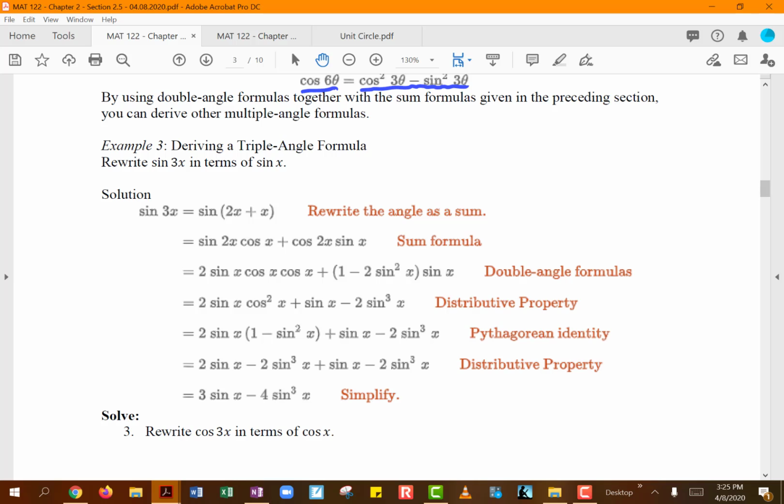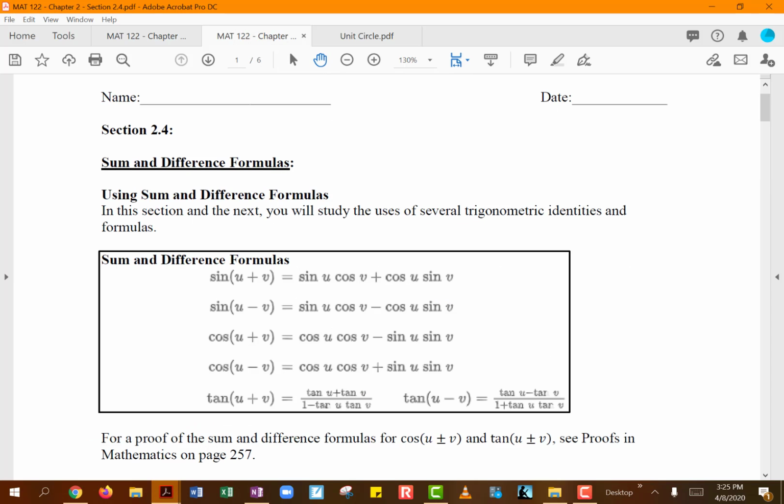They're asking us to rewrite the trigonometric function sine of 3x only in terms of sine of x. So they don't want us to have that multiple angle anymore. So we're taking sine of 3x and rewriting it as 2x plus 1x or 2x plus x, right? And then you're basically going to be using your sum formula, which was from section 2.4.